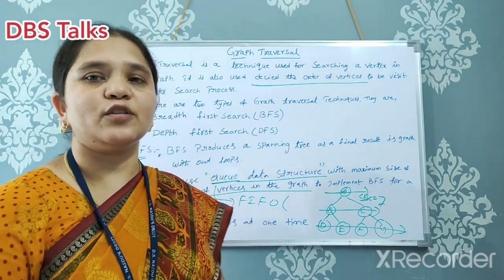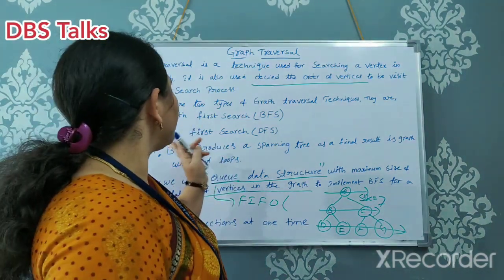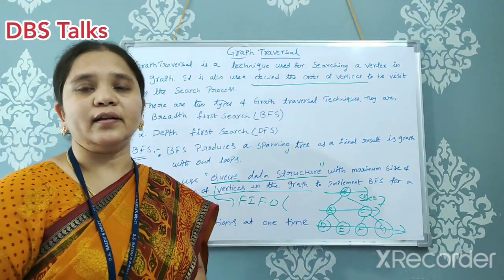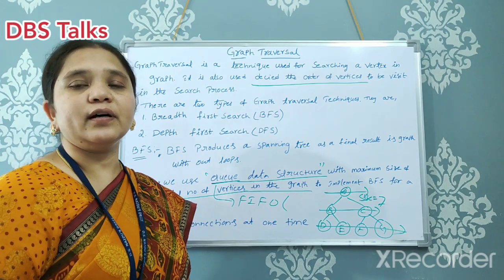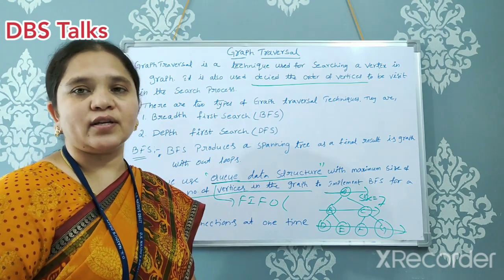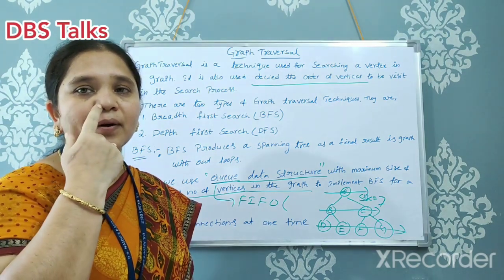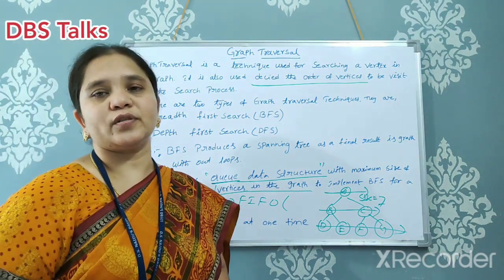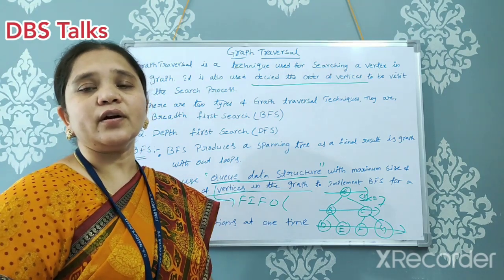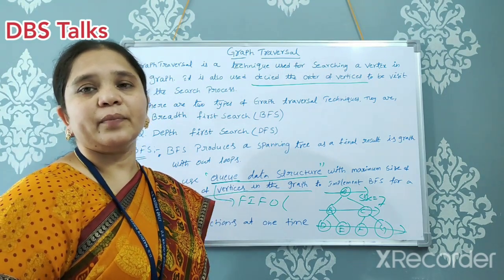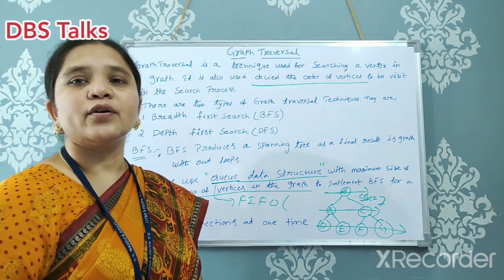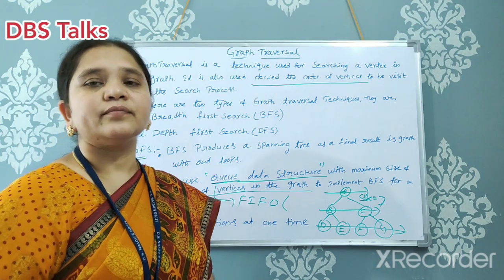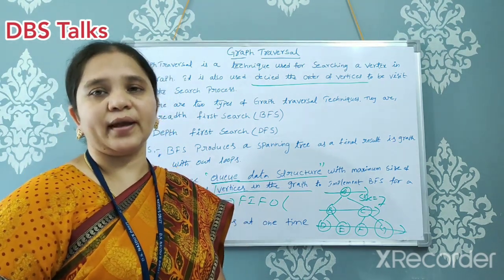Okay, now come to the first point. First type, breadth first search. The output of BFS is a spanning tree. So the spanning tree is nothing but a graph without loops. Which data structure do we use to implement BFS? Queue. What is the queue mechanism? First in, first out, or first come, first serve mechanism.